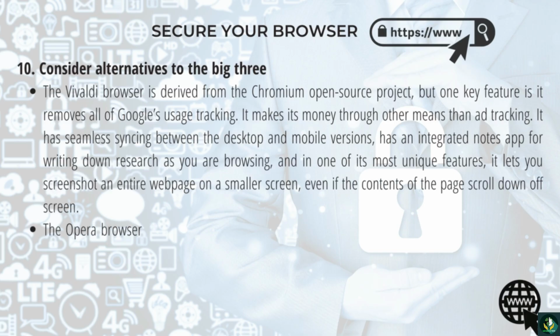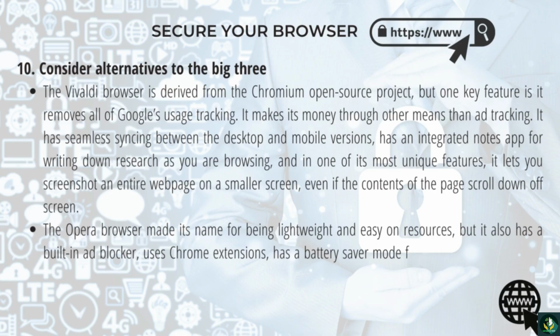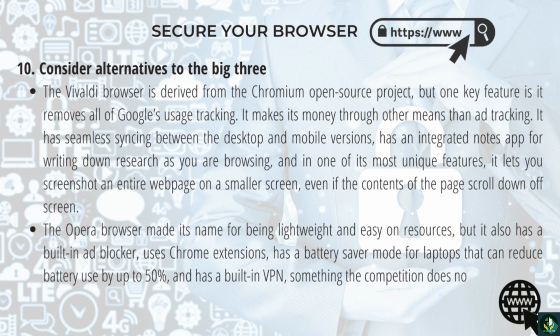The Opera browser makes its name for being lightweight and easy on resources, but it also has a built-in ad blocker, uses Chrome extensions, has a battery saver mode for laptops that can reduce battery use by up to 50%, and has a built-in VPN, something the competition does not do.